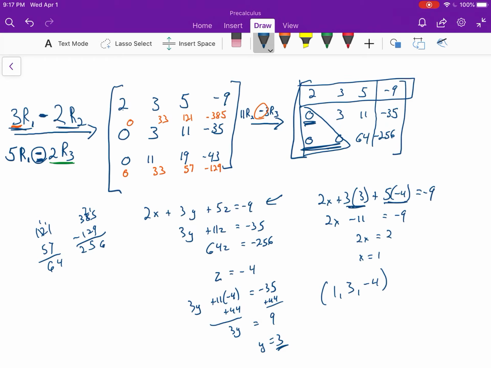And that's Gaussian elimination. We did 3 by 3 examples. You can also do it with a 2 by 2, which is a bit easier because you just have to get that 1, 0.